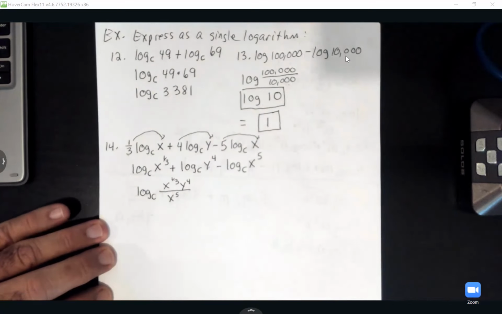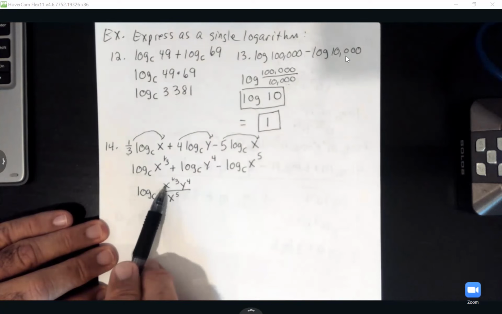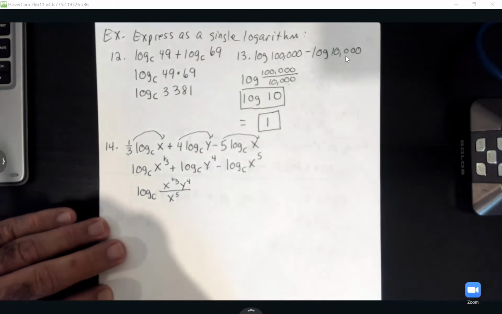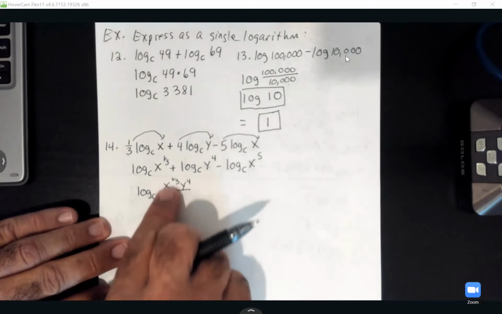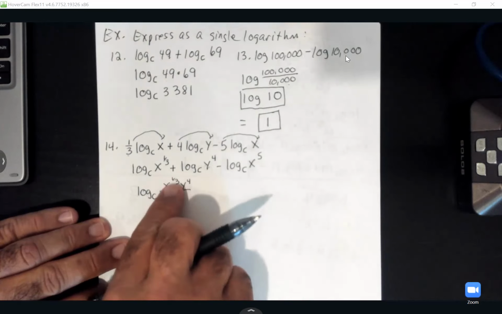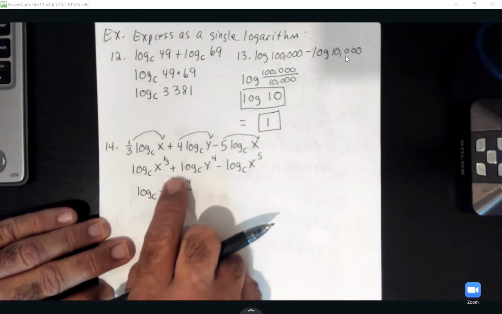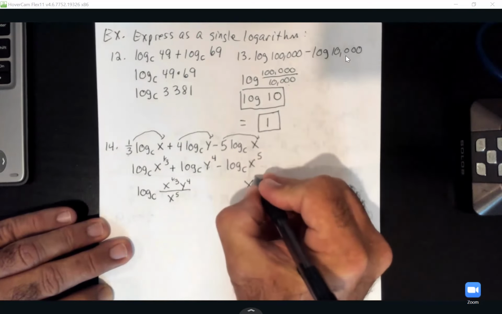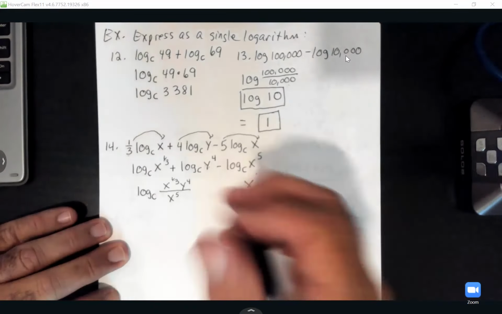Uh-oh. We would almost be done, but guess what? I got an X on top and an X on bottom. So do you remember what I did to simplify when I had variables on top of the same variable with their exponents? What would we do? Multiply. Not multiply.